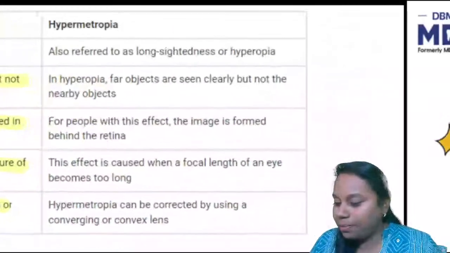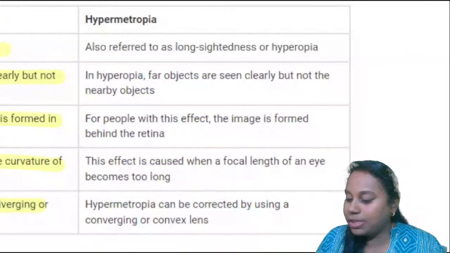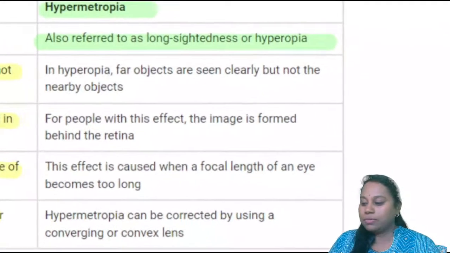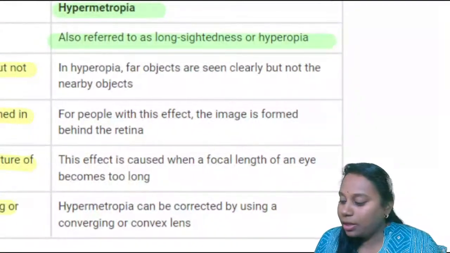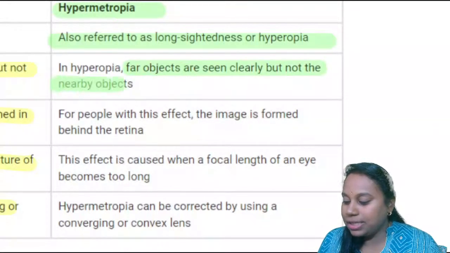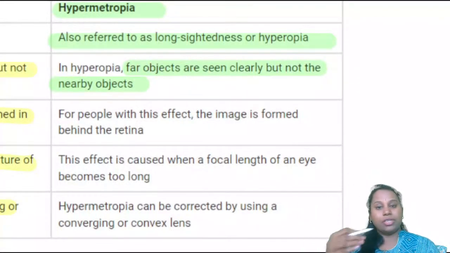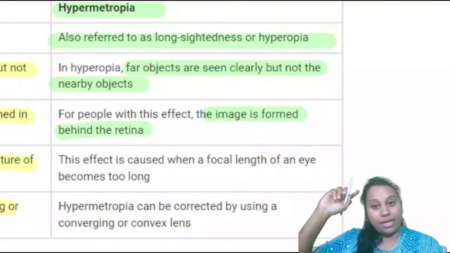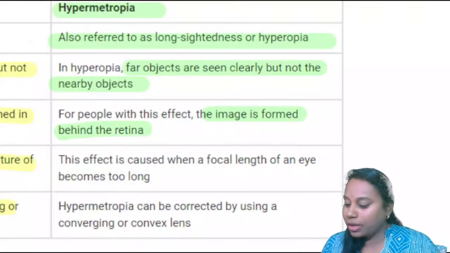Hypermetropia. What is hypermetropia? Exactly the opposite defect. Long-sightedness, or hypermetropia, or hyperopia. Far objects are clearly seen, but nearby objects you cannot see. Exactly opposite, so the image is formed behind the retina. It goes behind the retina.